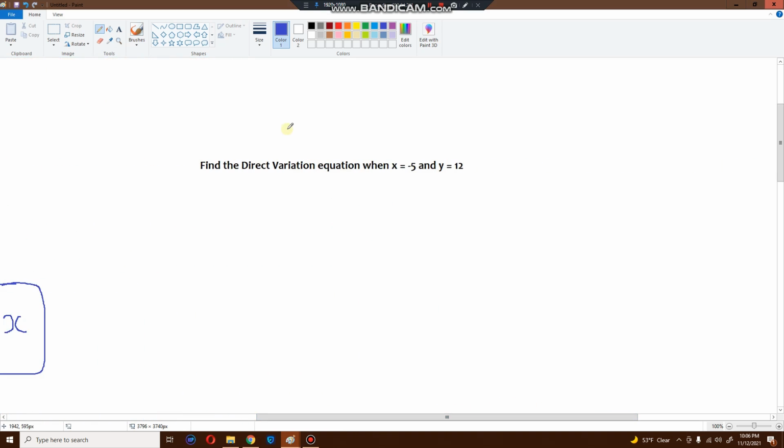Take a look at this question. Find the direct variation equation with x is equal to minus 5 and y is equal to 12. Although they wrote it like this, it is just a coordinate point. In other words, it is minus 5, comma 12. And I need to find my direct variation equation, so I'm going to use y equals kx again.